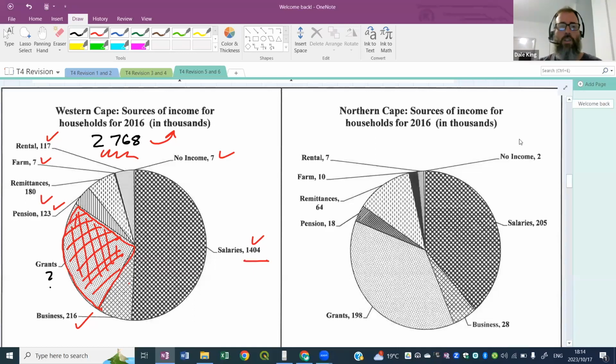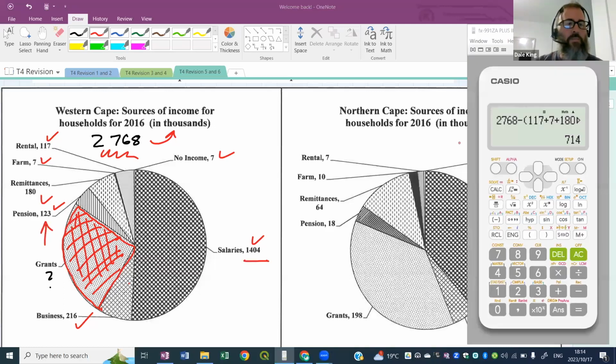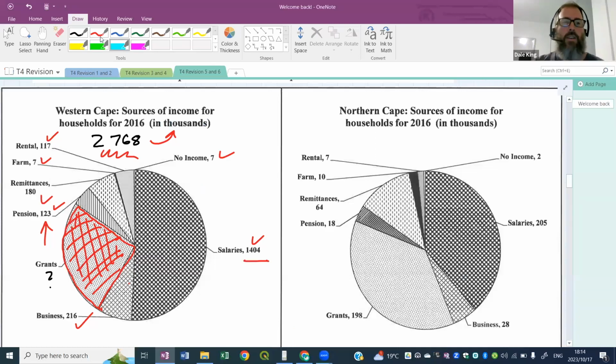Okay, good for you. All right. Do you see what we did there? We took the total number of households, 2768, and we subtracted all the pieces that we saw that had values, and that'll leave us with the grants value, which is 714. Remember, do not write 714 in the exam on your answer script. You got to write the proper value. All these values here are in thousands. Just remember that. Even though we're not using all the zeros in our calculation, you will have to add them back on in the end.